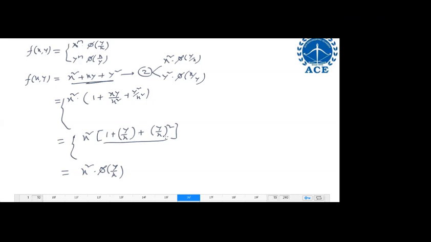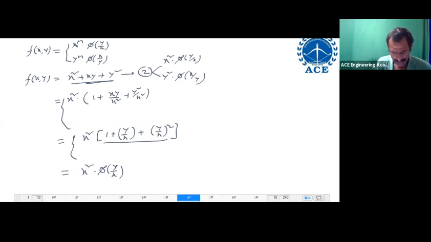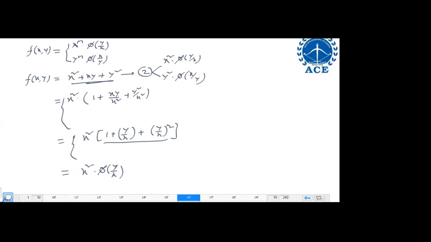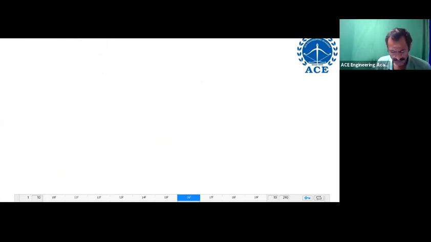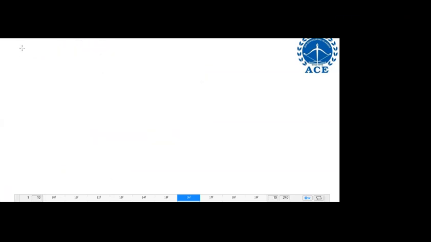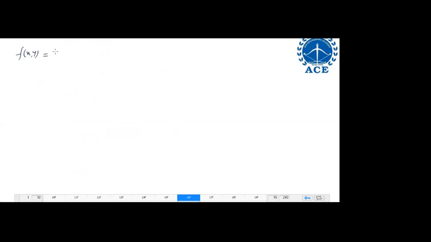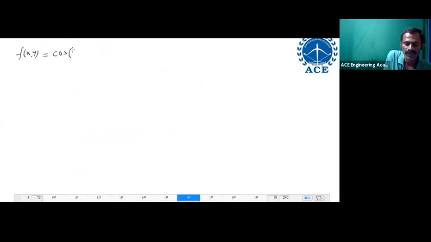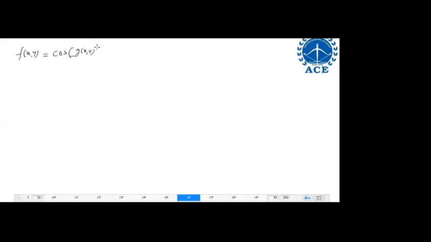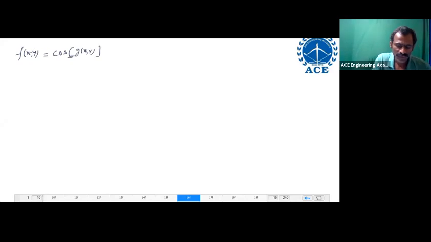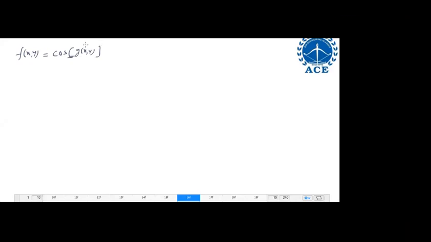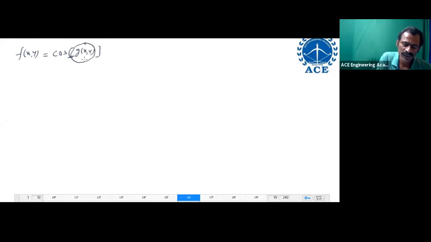For transcendental functions, let us consider some example. Suppose f of x comma y equal to cos of g of x comma y. For this cos transcendental function, the inner function is g of x comma y.